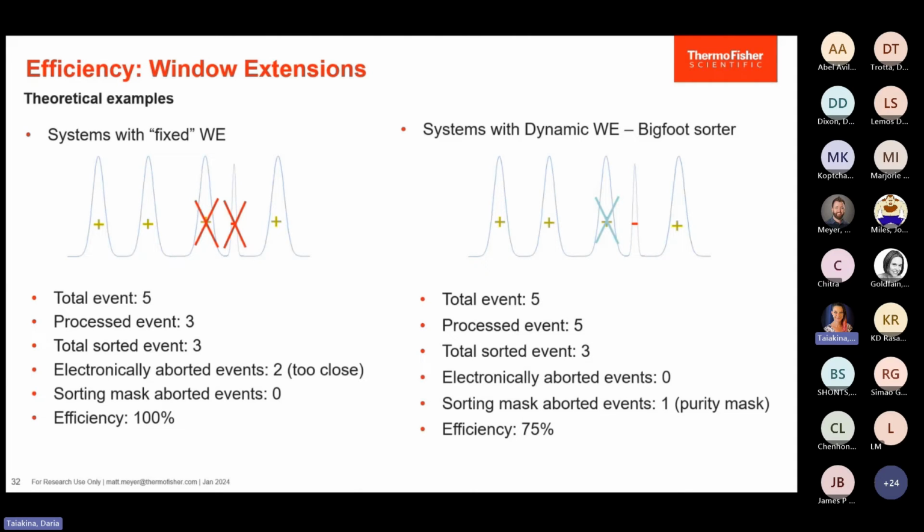With a dynamic window extension on the Bigfoot, we're processing 5 events. We're sorting 3 because 1 doesn't meet the sort criteria, since you have a contaminant that follows a positive. Your electronic aborts are 0 because it doesn't have electronic aborts. But it does have 1 true abort because of the purity mask, which basically says it can't have a contaminant in the drop. And then your reported efficiency is 75%. So you're actually getting the true representation of the efficiency of the system.